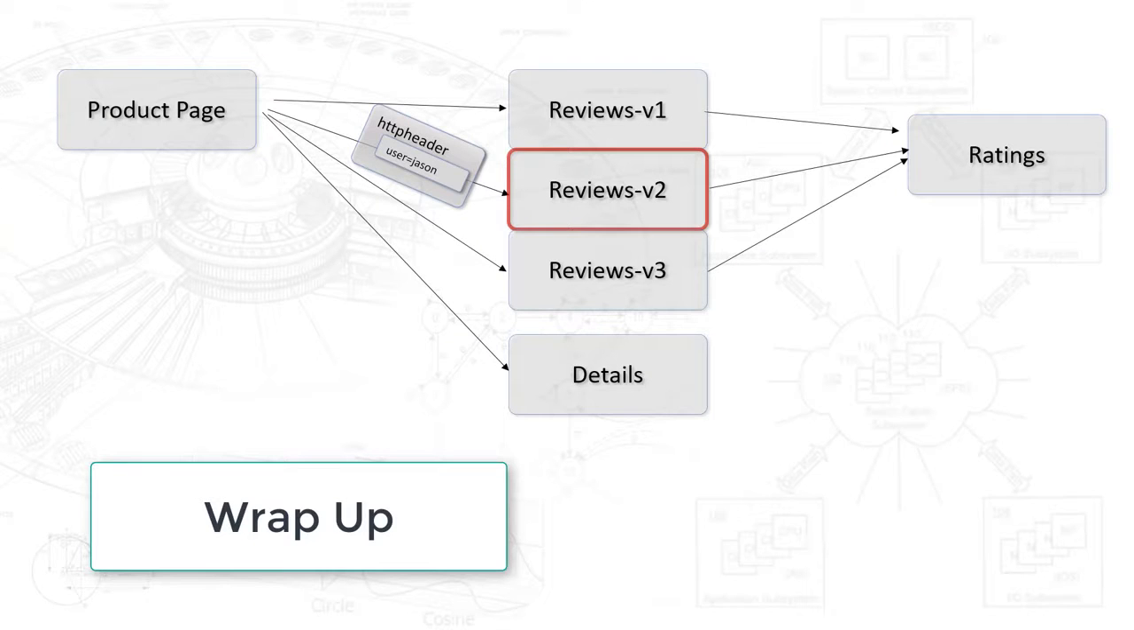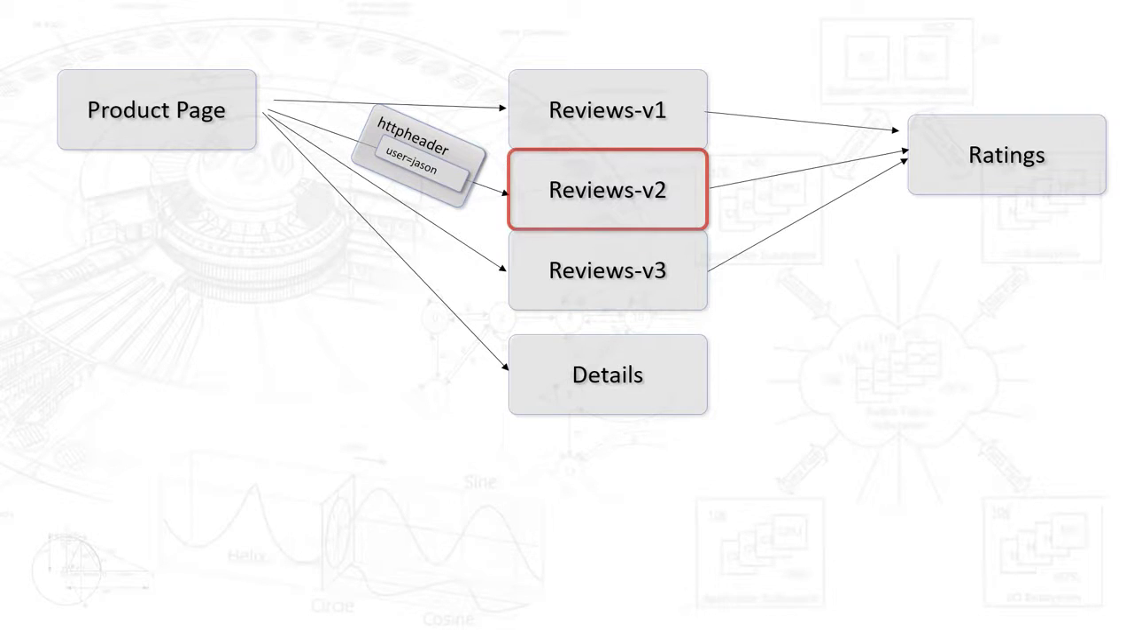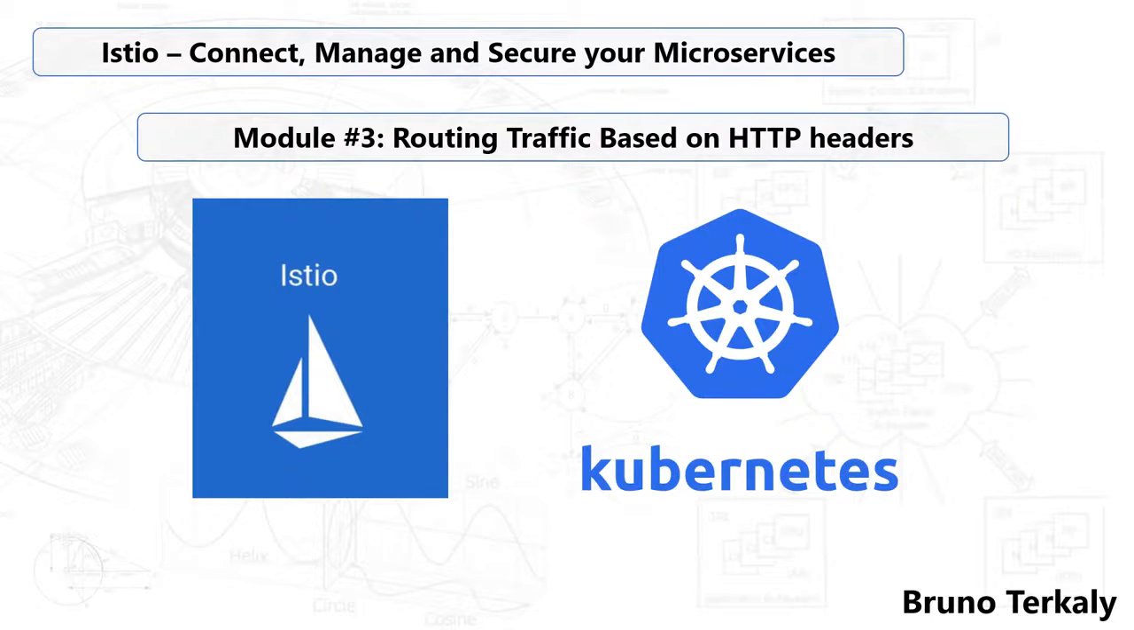So this sums up this particular module. The idea was that given an HTTP header where user equals JSON, the reviews version 2 will get called based on some custom route rules that we set up with Istio. So we walked through all the details. Hope you got some use out of it, and look forward to seeing you in the next video.